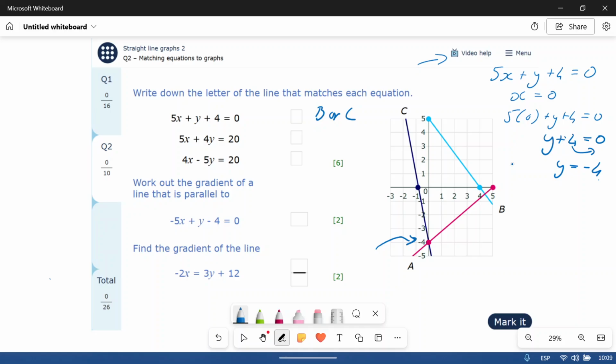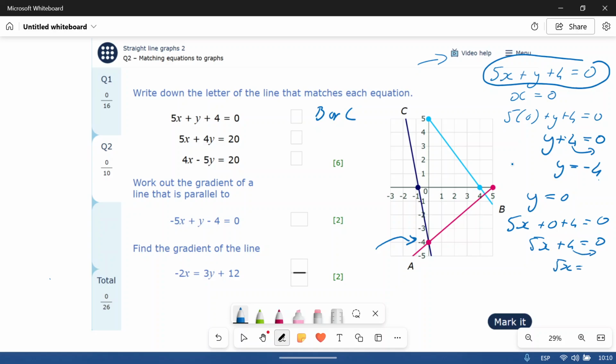Okay, so what are we going to do? Well, I'm going to take the same equation and I'm going to make y 0. So that means we got 5x plus 0 plus 4 equals 0. That means we got 5x plus 4 equals 0. We move that 4 to the other side, becomes minus 4, and then we divide it by a 5. What is minus 4 divided by 5? Yes, you're right, it's 0.8.